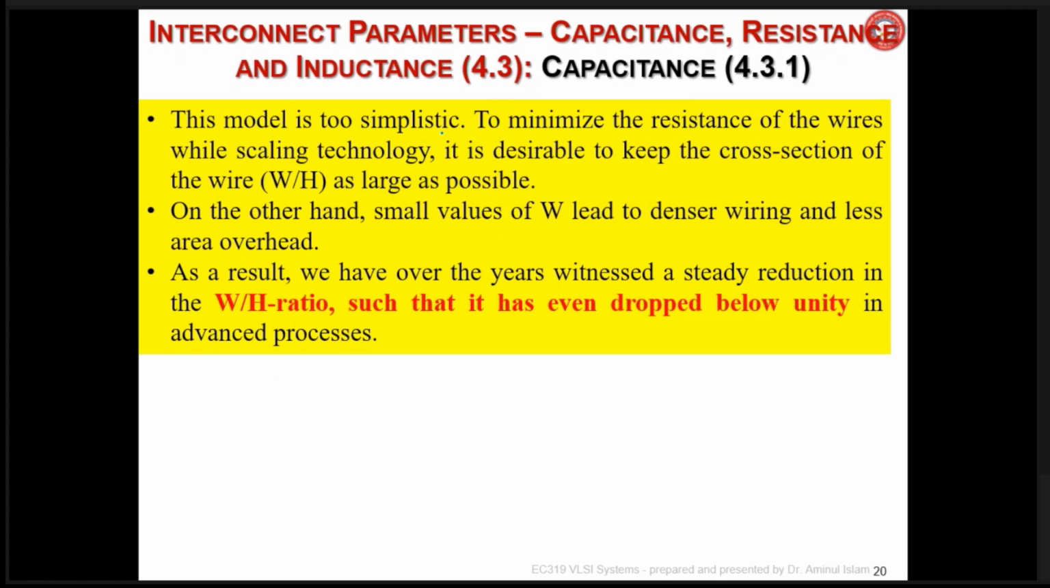To determine the resistance of wires while scaling technology, it is desirable to keep the cross section of the wire, W by H, as large as possible. On the other hand, small values of W lead to denser wiring and less area overhead. As a result, we have over the years witnessed a steady reduction in the W by H ratio. W is the width, H is the height or thickness of the wire, so that it has even dropped below unity. Now this ratio is less than unity in the advanced processes.